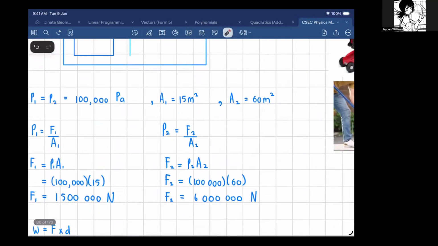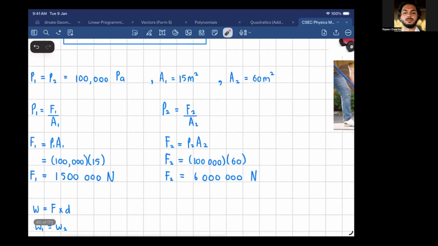Let's find P2 now. P2 is equal to F2 over A2. And again, Jadon, since it's an incompressible fluid, the pressure on one side needs to be equal to the pressure on the other side. So P1 needs to be equal to P2. If P1 is 100,000, P2 also has to be 100,000. Now, how would I find F2? To find F2, I multiply both sides by A2, and F2 is going to be P2 times A2.